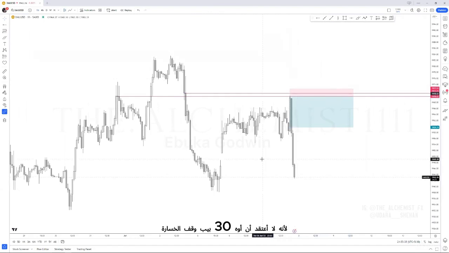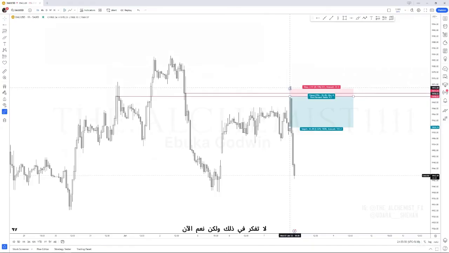Don't think, oh, 30 pips stop loss. Don't worry, because your target is always more. If it's a 30 pips stop loss, your target is going to be more than 100 pips, which will give you at least a 1 to 4 minimum. But don't think about that. Now my stop loss, it depends.